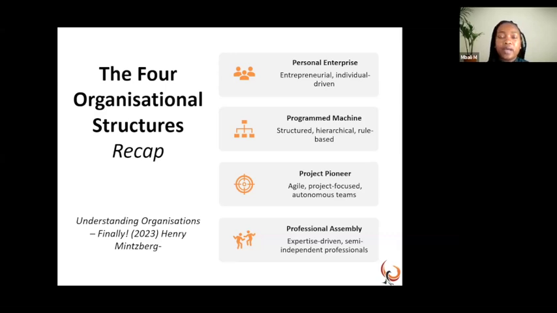And then we have a project pioneer. That's companies like your Google, your Microsoft, project-based, where now we get to loosen up a bit, be more agile, and let teams innovate freely.